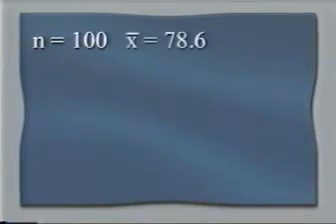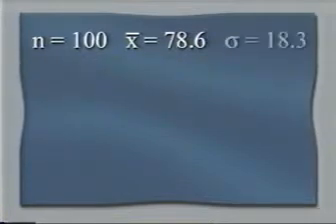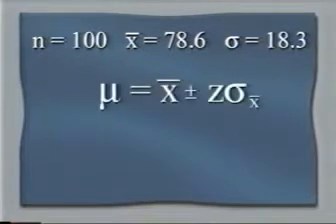So a quality control technician tests 100 randomly selected 9-volt batteries. The sample average lifespan for those batteries is 78.6 minutes. And the standard deviation for all 9-volt batteries has been established at 18.3 minutes. We have a sample size, 100. We have a sample mean. We have a population standard deviation. If we want a 95% confidence interval, we know that our Z is 1.96.